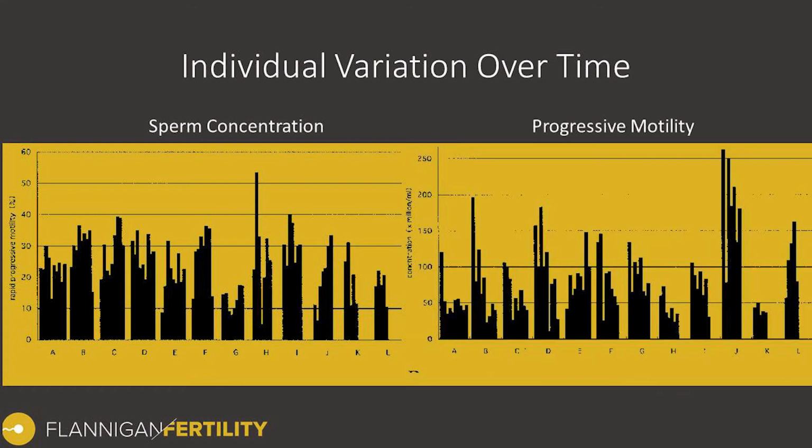This is the same for progressive motility. Again, same definitions for the x and the y-axis of the graphs here, but you can appreciate that there's a lot of variability even in the movement. Semen analyses can be very helpful. However, there is a caveat that there are certainly limitations with what we can do with the semen analysis.